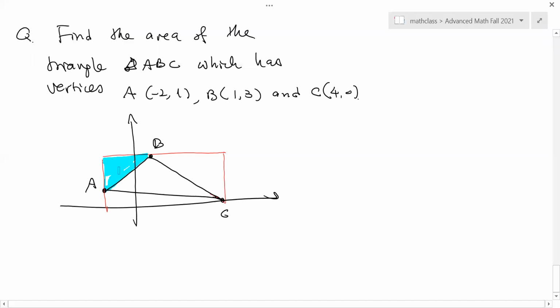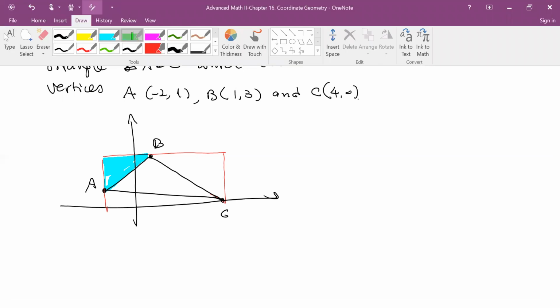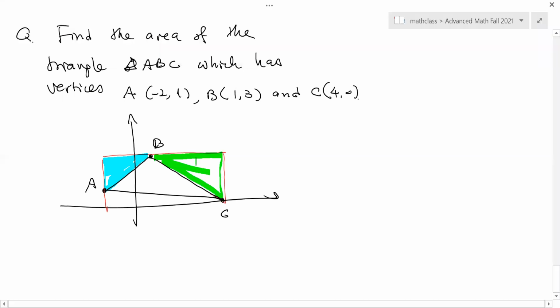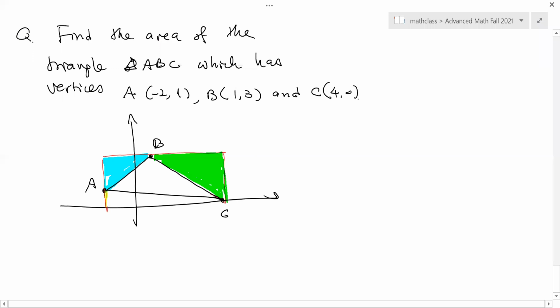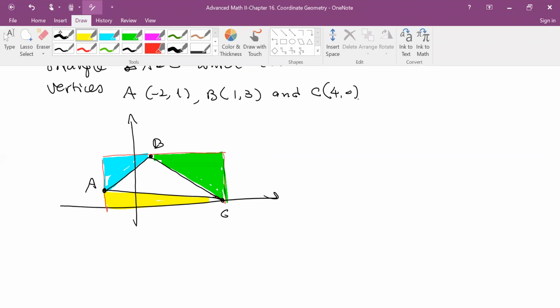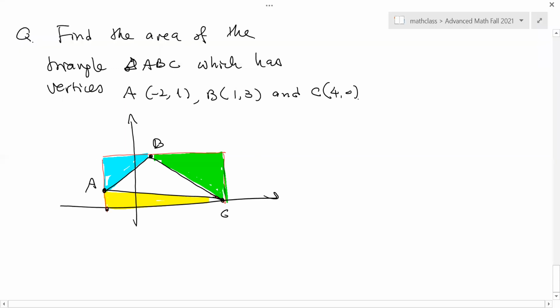That's the first one, right? This is a right triangle, so you can easily find the area for each of them. Then you use subtraction. So here, let's mark it, okay? This is gonna be -2, and here's the height, -2 and 3, and this is the 1 and 3, right? And here's a 4 and 3, and that's a 4 and 0, okay? And that is gonna be -2 and 1.